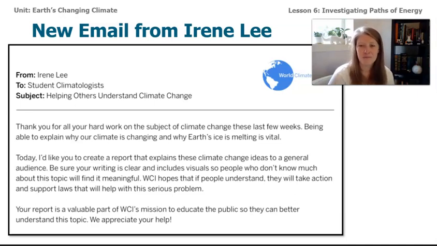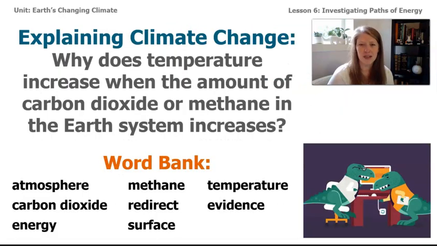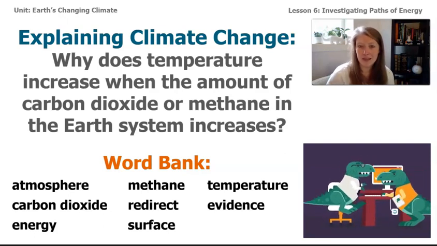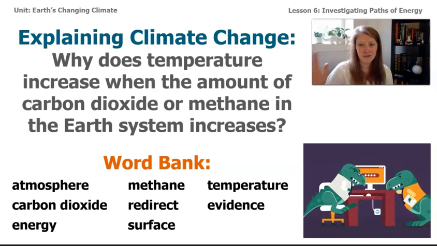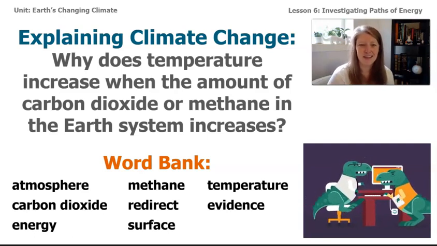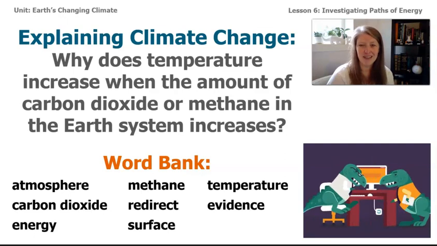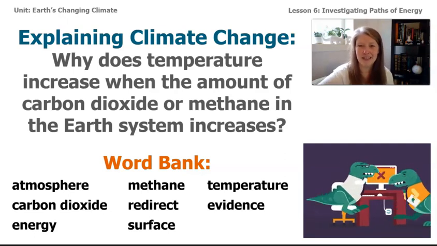We appreciate your help. So from this email, we do understand that when someone isn't exactly clear on the science behind why the ice is melting or why the temperature is changing, then they're less likely to make changes in the way that we're doing things on our planet. And so, as you explain this to someone else, what are some of the things that you want to make sure that you capture? So the question we're trying to figure out is, why does temperature increase when the amount of carbon dioxide or methane in the Earth system increases? And so you have a bunch of words that you can use: atmosphere, carbon dioxide, energy, methane, redirect, surface, temperature, evidence. Try to use every single one of these words in your explanation.